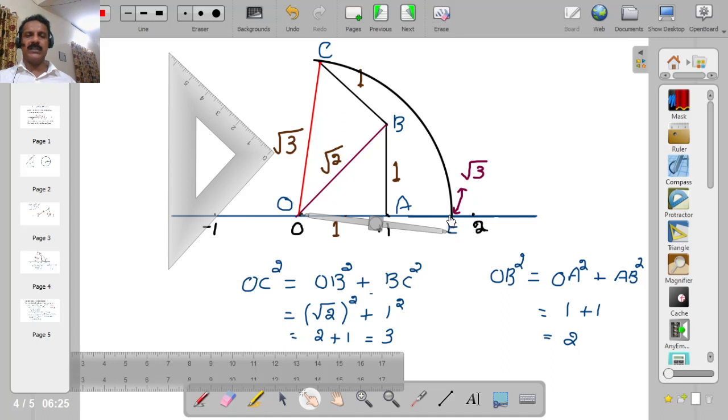The point where the circle meets the number line is point E, and that point E will be at a distance of square root of 3 units away from the point 0, and we know that point E is on the number line. Now we have located square root of 3 on the number line.